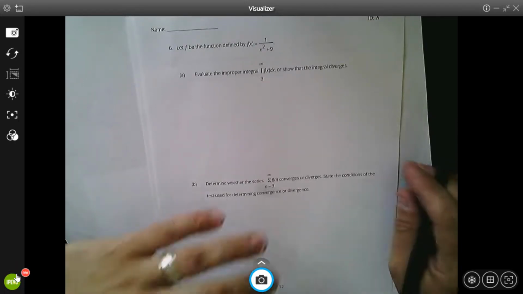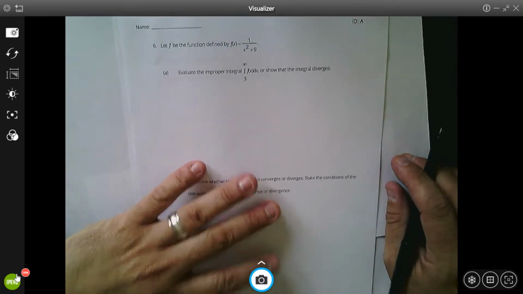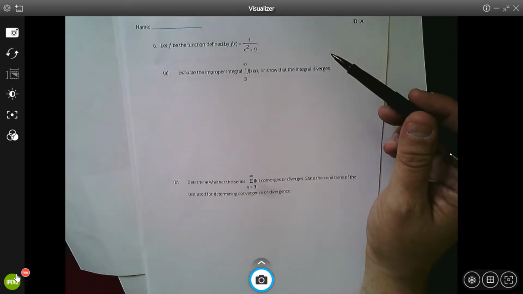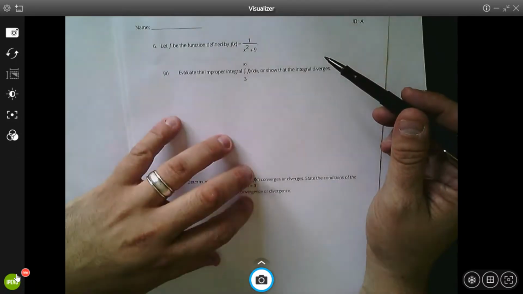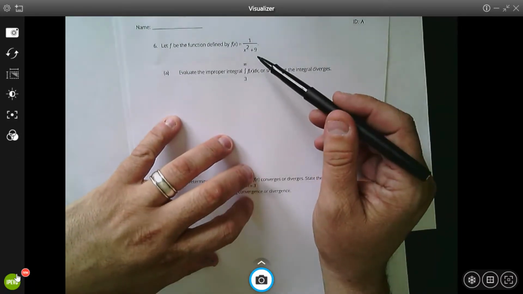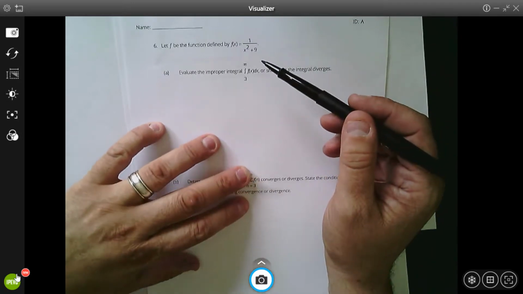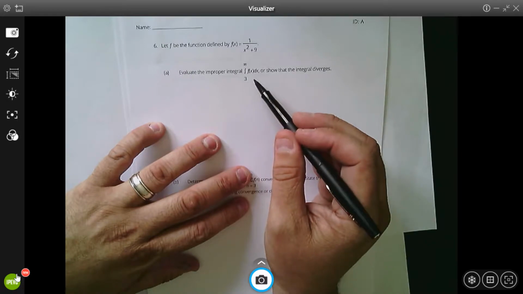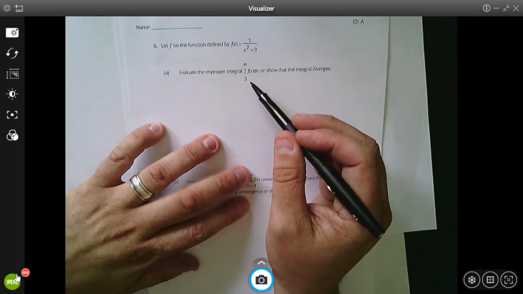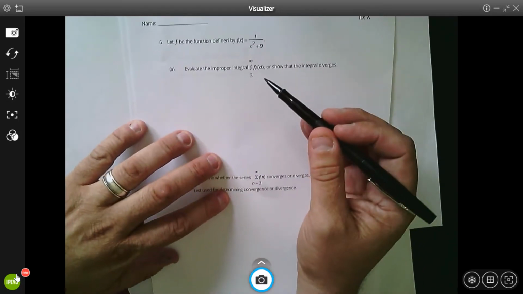All right, here we go. This is the 2017 BC International Exam, question number 6. We are given the function f of x equals 1 over x squared plus 9, and we're asked to evaluate the improper integral from 3 to infinity of f of x dx and show whether this integral converges or diverges.